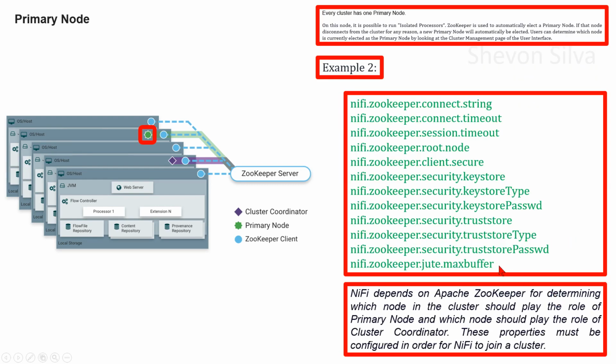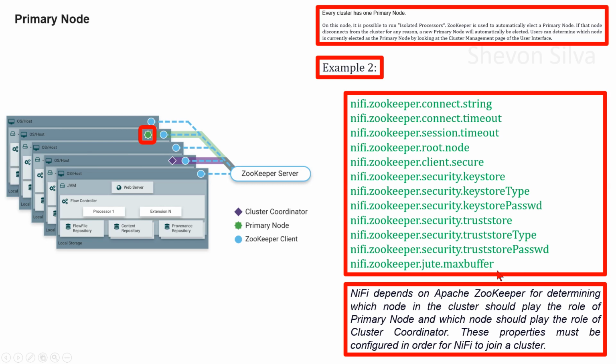As an example, we can consider these properties: nifi.zookeeper.connect.string, nifi.zookeeper.connect.timeout, nifi.zookeeper.session.timeout, nifi.zookeeper.root.node, nifi.zookeeper.client.secure, nifi.zookeeper.security.keystore, nifi.zookeeper.security.keystoreType, nifi.zookeeper.security.keystorePasswd, nifi.zookeeper.security.truststore, nifi.zookeeper.security.truststoreType, nifi.zookeeper.security.truststorePasswd, nifi.zookeeper.jute.maxbuffer.